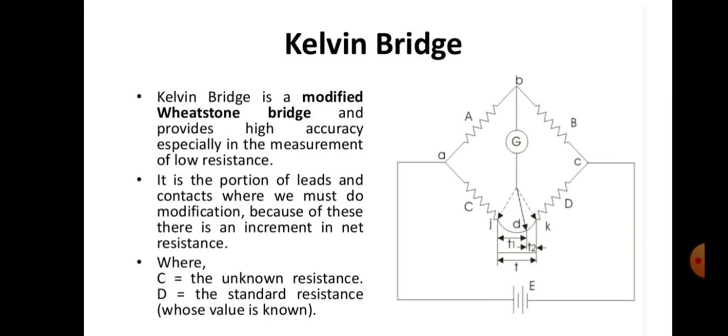Now moving towards the diagram, as this is the modification of the Wheatstone bridge, the construction is similar to the Wheatstone bridge. Here you can see four resistances, A, B, C and D, and there is a galvanometer which can be connected at different points like J, K, D, etc. So while working with the Kelvin bridge, the important point is to deflect the galvanometer from D, J and K.